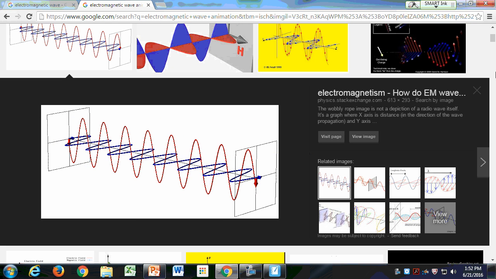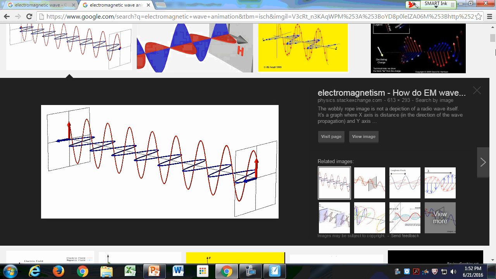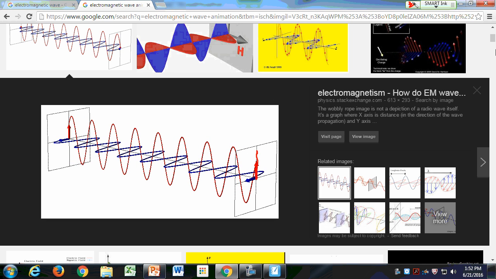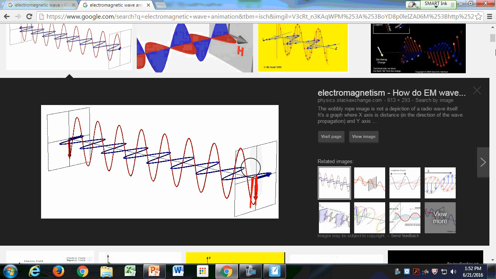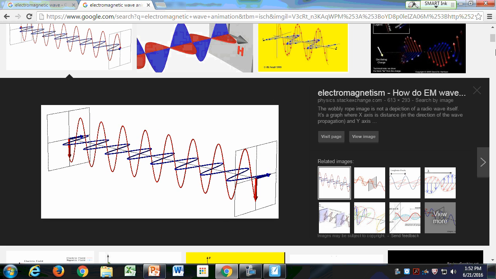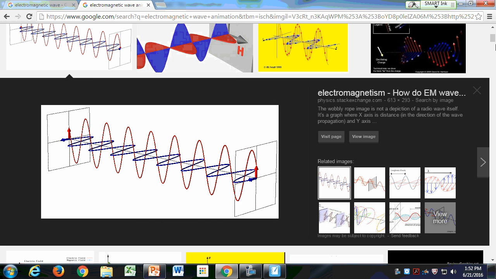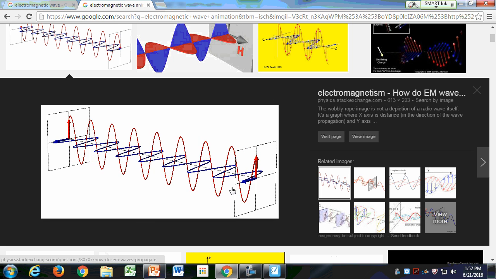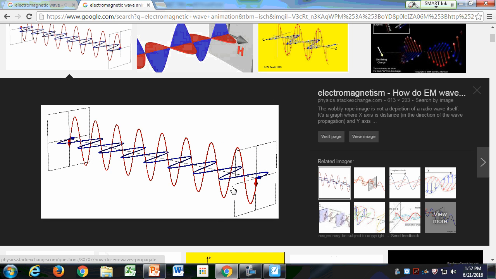Here's a very nice animation I found on electromagnetic waves. You'll notice at this particular location, this red arrow is going up and down, up and down. So the magnitude of the force that a charged particle would feel at this given location will be oscillating as an electromagnetic wave passes through. And you'll notice the blue arrow is also oscillating, and that's your magnetic field.